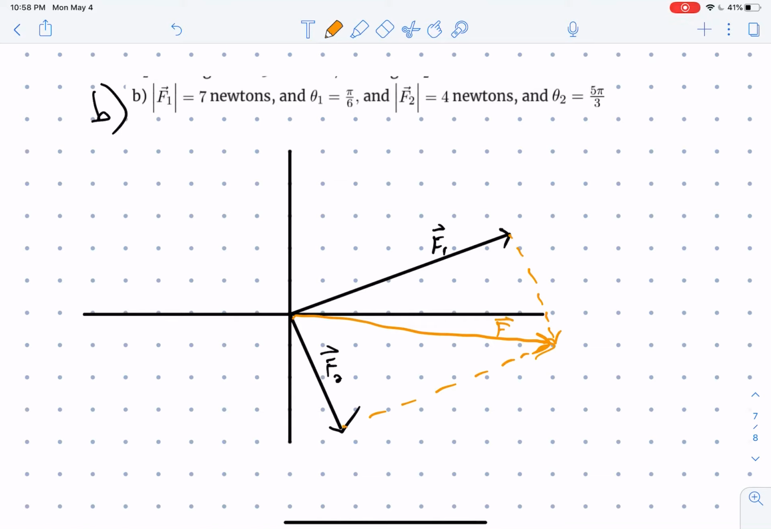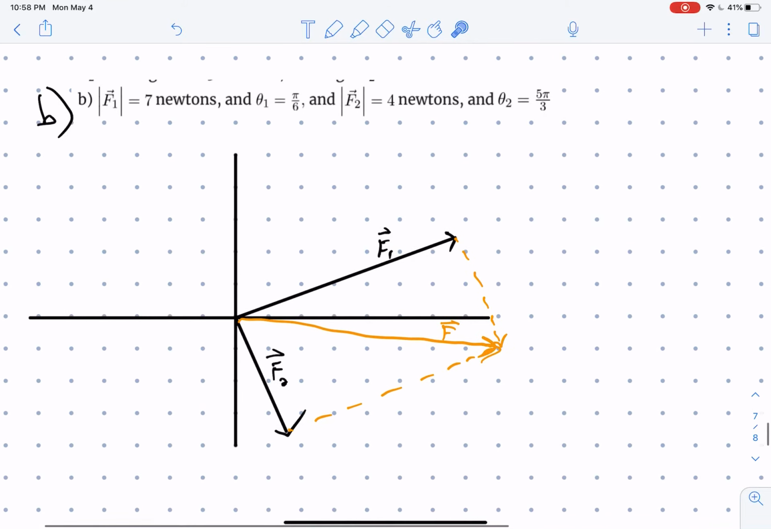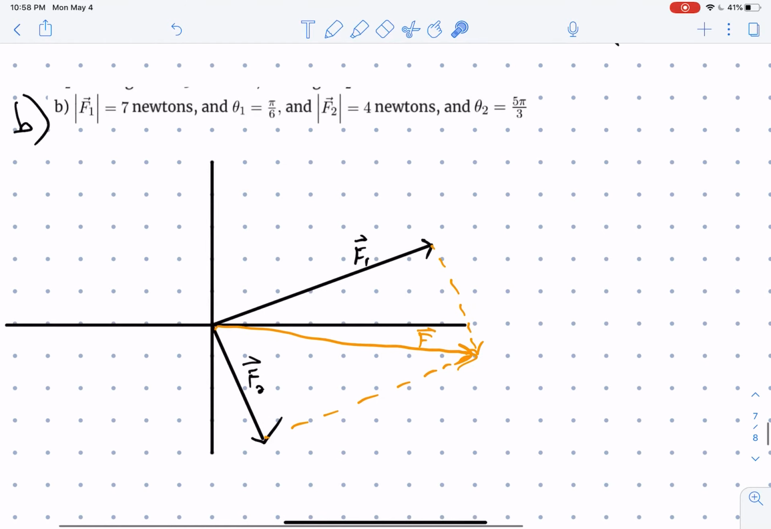And we're going to go through the calculations to see exactly what that is. I'm going to expect that we have a slightly negative angle here, and that the length is longer than either of these two, longer than 7, longer than 4, but it's not twice as big or anything like that. It's only a bit longer. Okay, let's go ahead and work it out.